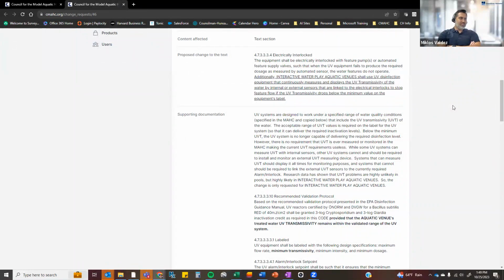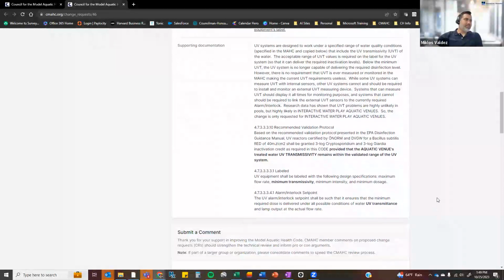There is, it looks like, already in 473331 in the labeled section: UV equipment shall be labeled with the following design specifications: maximum flow rate, minimum transmissivity, minimum intensity, and minimum dosage. That doesn't mean it needs to be able to measure and display it, but just needs to be labeled with it. Any comments on this? The TSC did respond to this one, and their technical assessment says it's not technically defensible.